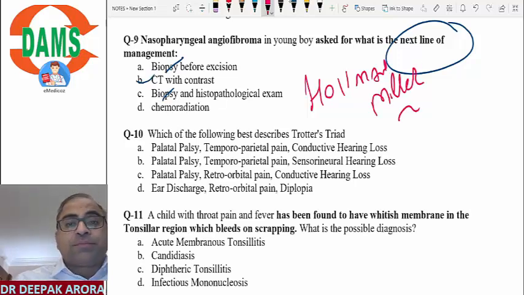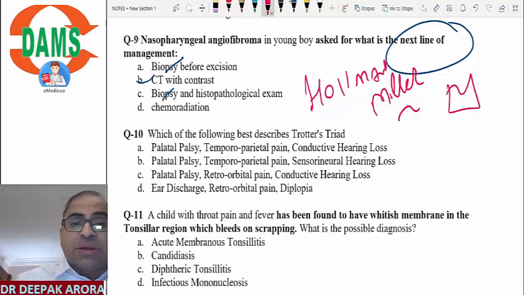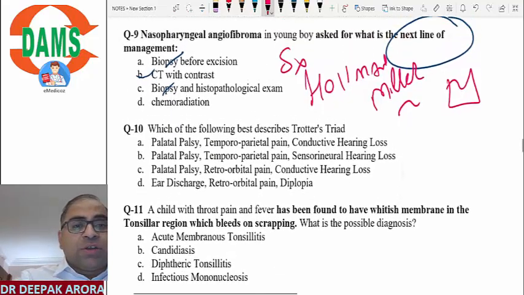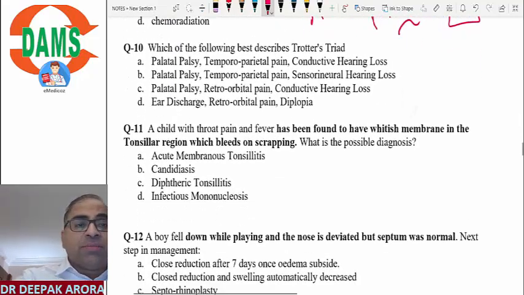Hallman-Miller sign, posterior wall bending down of maxillary sinus. What is the treatment? Surgery is the treatment. In toto, we remove the tumor completely. Chemoradiation is done to reduce the size of the tumor. Always remember, the treatment of choice is always surgery. So option B will be the best option.